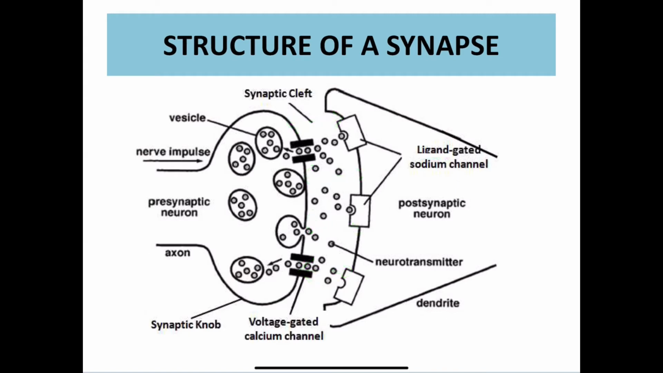Action potential or impulse cannot cross the synaptic cleft because there is no membrane to detect the difference of charge inside and outside. So, the impulse from the presynaptic neuron will be carried by neurotransmitter across the synaptic cleft to the postsynaptic neuron.